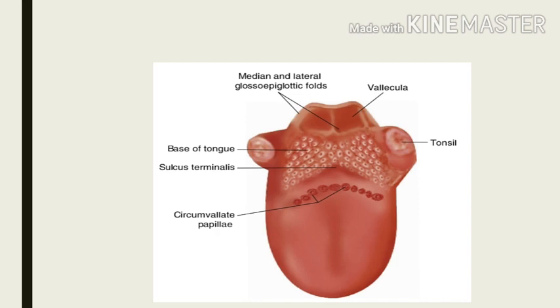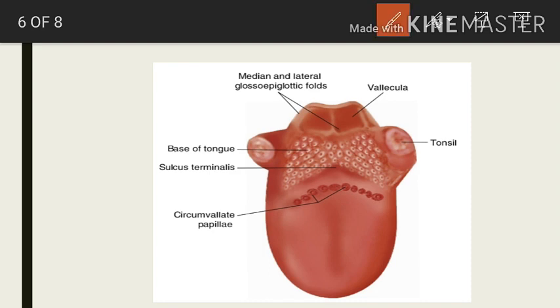Next is a picture showing the base of the tongue and the valleculae. As already mentioned, the base of the tongue. Then we have the circumvallate papillae, the median and the lateral glossoepiglottic folds. Then we have the valleculae, and then there is the tonsil. The important things to remember here.